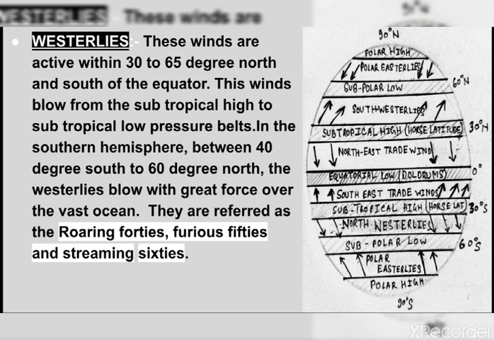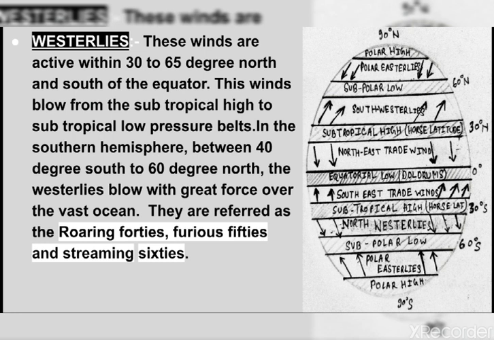Sailors called them the brave west winds, or depending on the latitude, they are called roaring 40s, furious 50s, screaming 60s. The westerlies bring rain on the western margin of the continents in the temperate belt. This is the significance of westerlies.